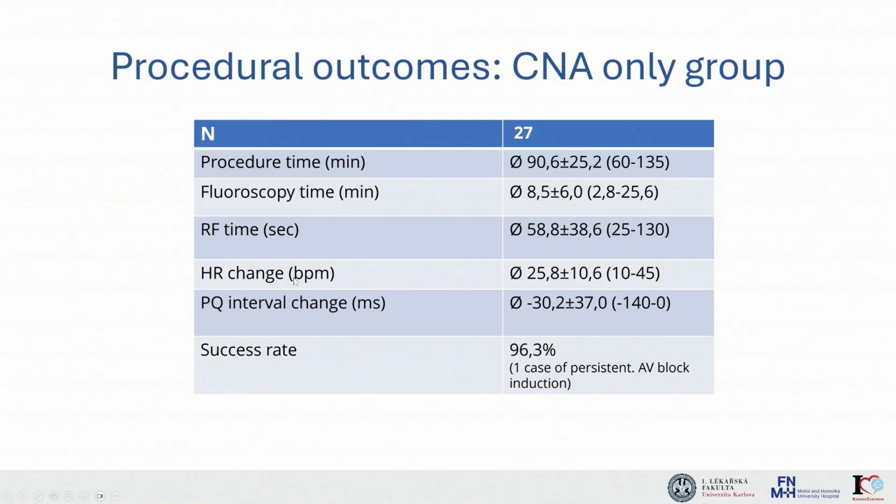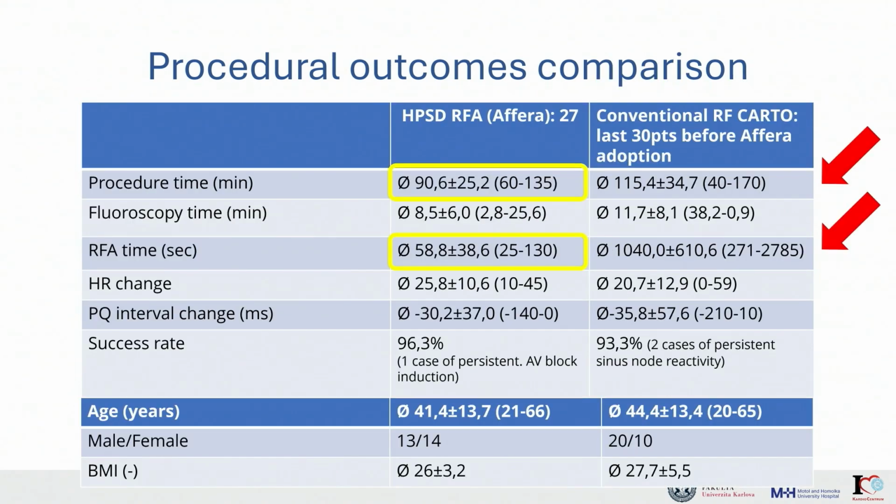And this is what we saw, the heart rate and PQ interval changes. Success rate was, I told you, 96%. One patient had at the end still a provocation of AV block. And I can comment later, maybe during discussion.